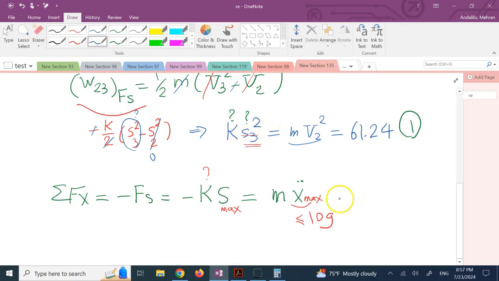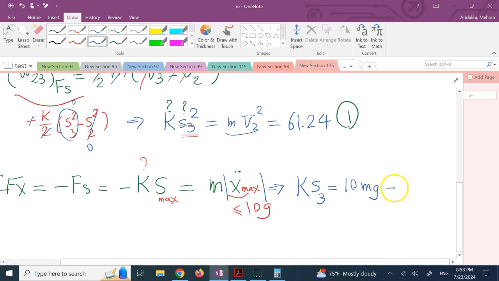So from here, you can clearly see that if you're talking about the magnitude of this guy, it should be less than 10g, then you can say that k times s3 should also be equal to 10 times m times g, and mg is 10 here, so that is going to be 100. And that is equation 2, which again has the same two unknowns.